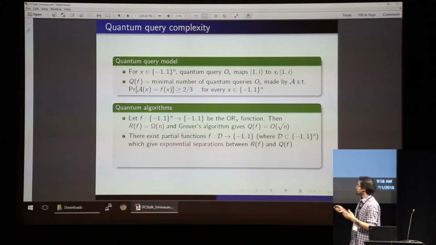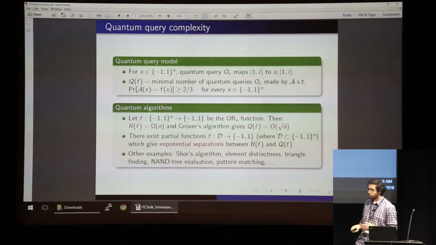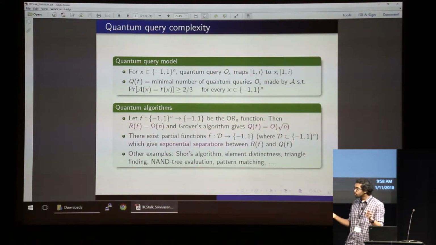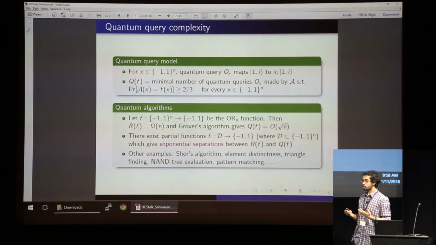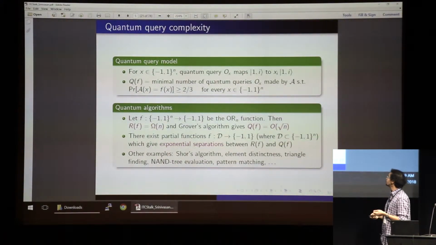One of the exponential separations here led to Shor's polynomial time factoring algorithm. And there are other algorithms such as element distinctness, triangle finding, NAND tree evaluation, pattern matching. There's an entire quantum algorithm zoo of quantum query algorithms which give polynomial speedups. In this talk, I'll be looking at lower bounds. For the OR function, can you compute it in fewer than square root of n queries?